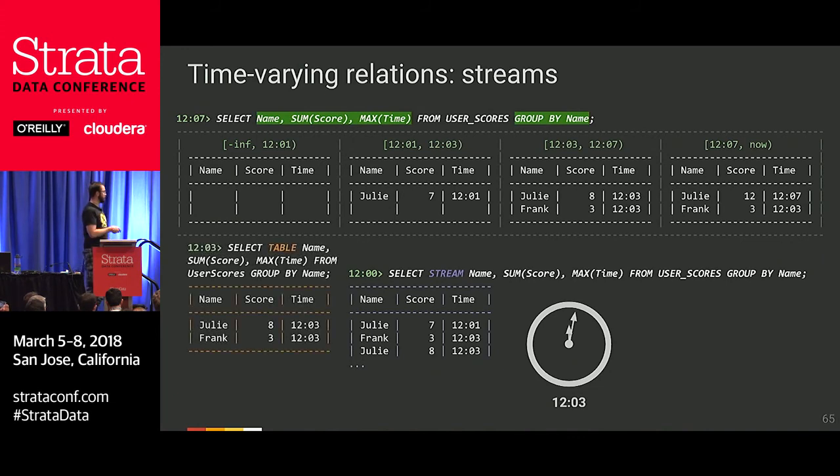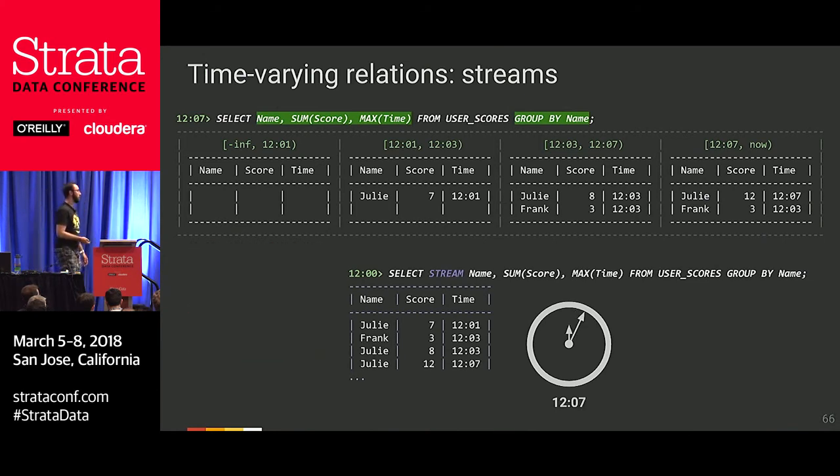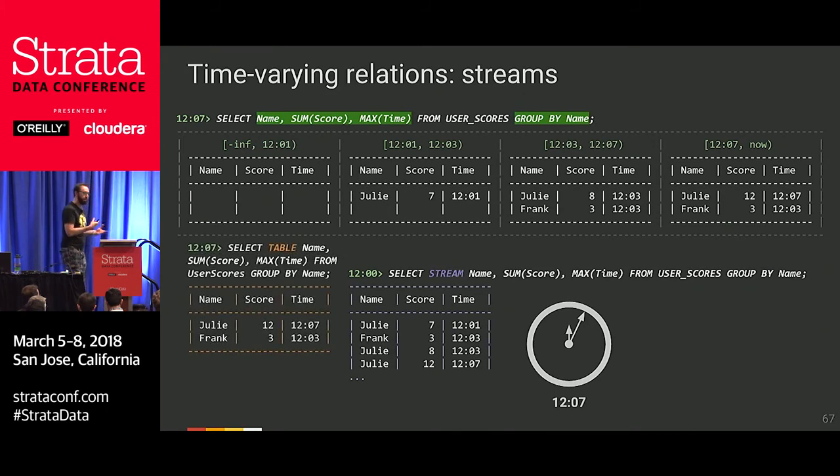So you can see, the table looks as we expected. It has Julie's scores as of 12:03 and Frank's score as of 12:03. But the stream is actually capturing a discrete evolution of things, right? Like it shows you, well, at 12:01, Julie's score was 7. And then we got Frank's score at 12:03. And then at 12:03, Julie's group score was 8. So you can see these two are starting to diverge here. And as we advance time more, you can see again, they start to diverge.